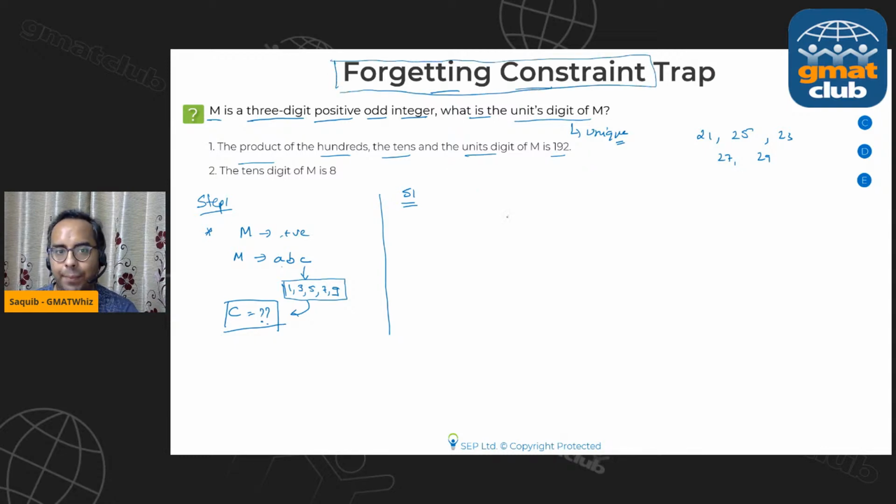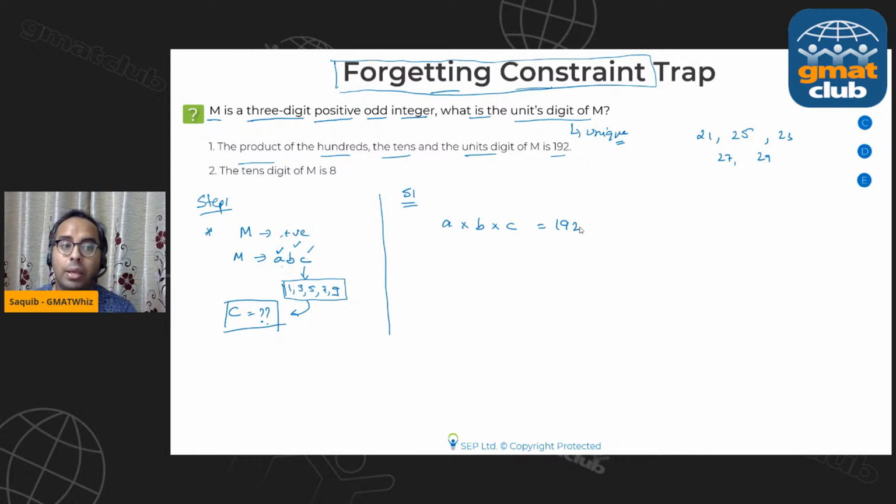And let's understand why. So the first statement is the product of hundreds, tens, and units. What are your hundreds, tens, and units digits? They're A, B, and C, right? So I can write A times B times C is equal to 192. Now, the moment you write that, don't just leave it here. Don't just think that, okay, this is not going to help, there are a lot of values possible, so let's discard this.